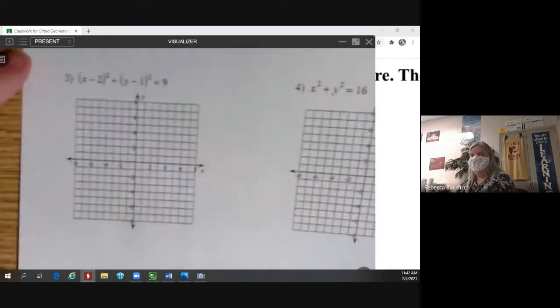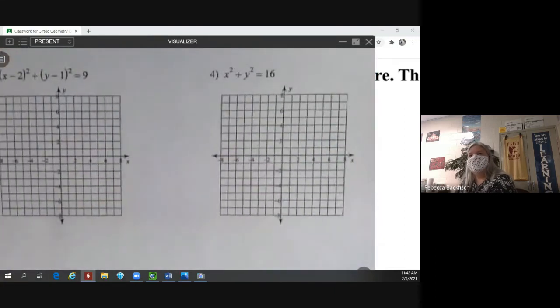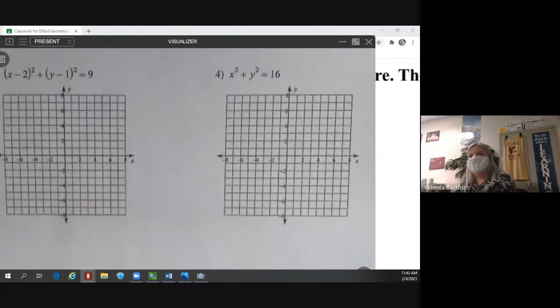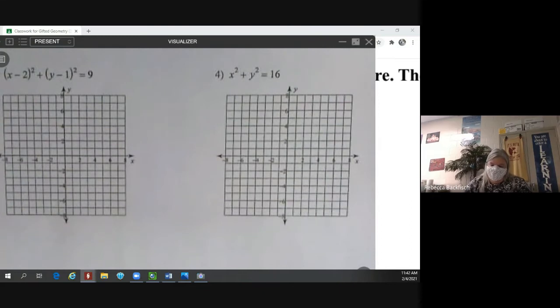All right, let's look at these two. Figure out what the center would be, what the radius would be, and approximate the graph.